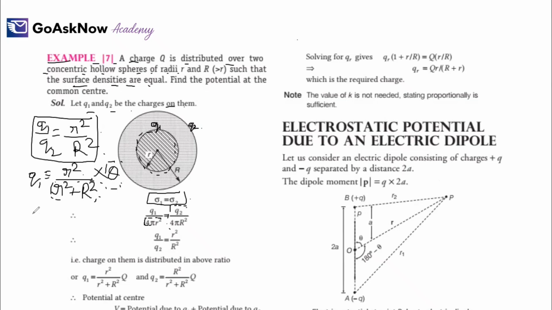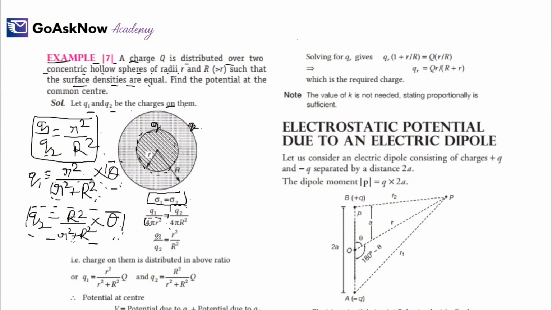Similarly, what is the Q2 here? Q2 will be capital R square upon small r square plus capital R square, into capital Q. Okay. The similar reason for this also, that here capital R square is proportional to Q2. So Q2 will be capital R square upon small r square plus capital R square, into capital Q. Okay. So this was the distribution formula for this question.